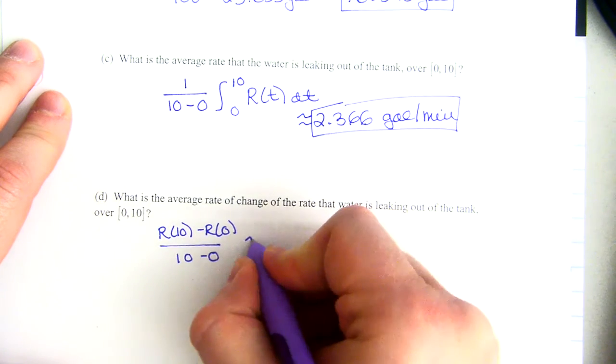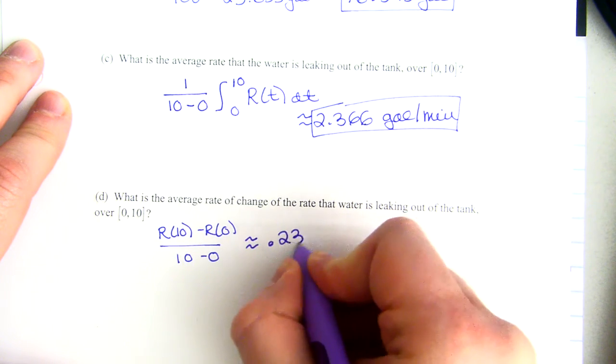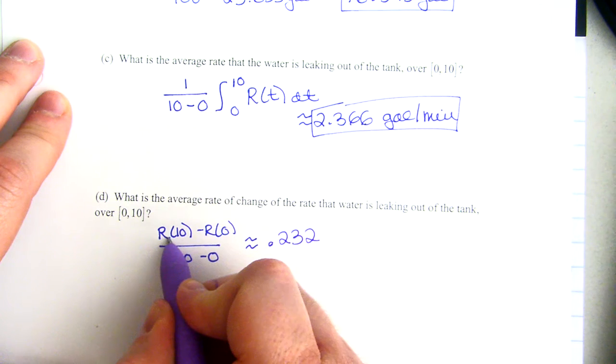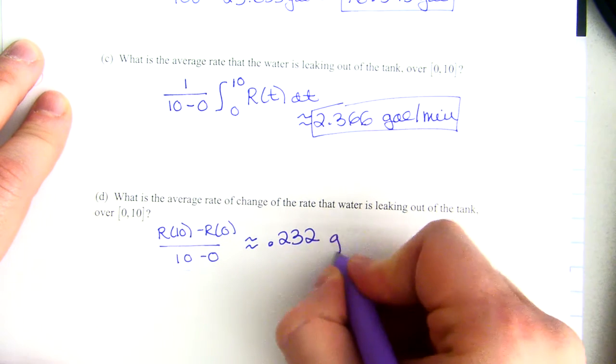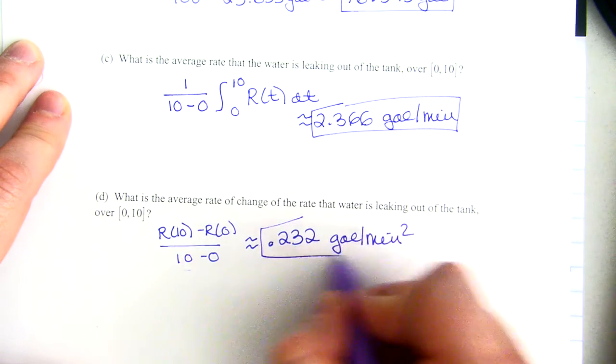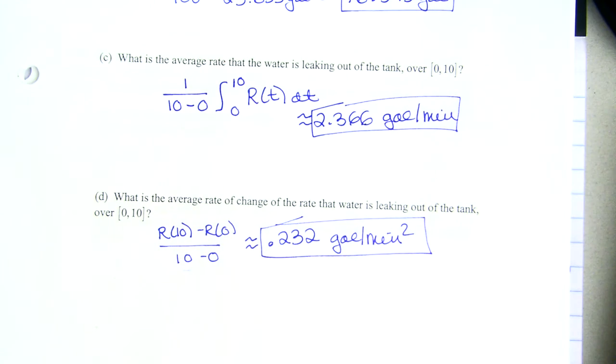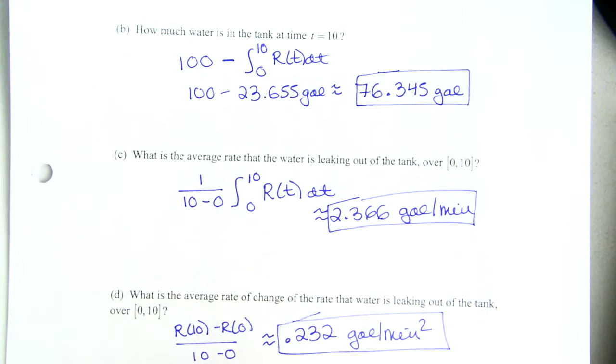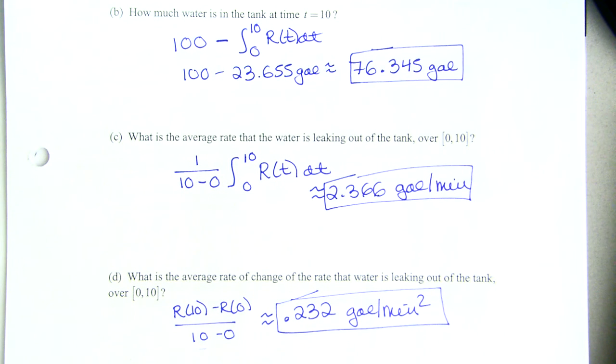.232 gallons per minute, so gallons per minute squared will be the units for the average rate of change of the rate that water is leaking out of the tank. We're going to do just a little bit more of this. Before we do that though, make sure all this is in your notes. Turn the page.